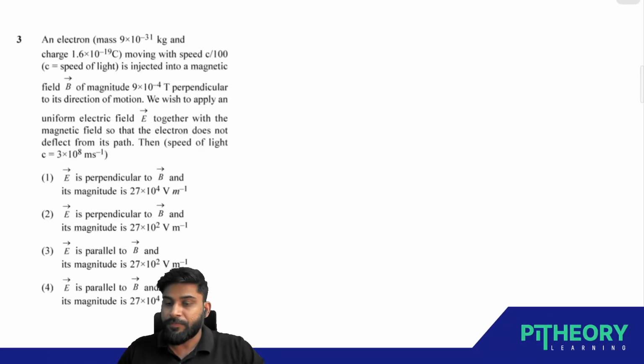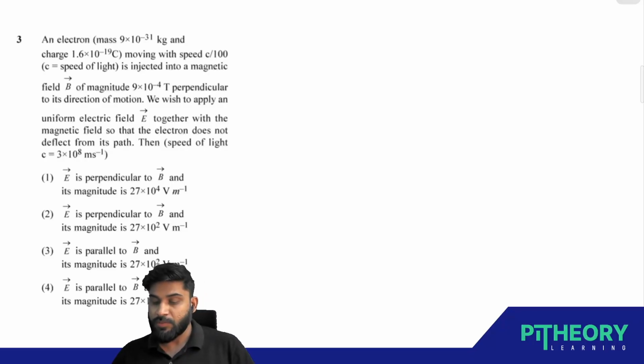So let's see the third question. An electron, mass is given, charge is given, moving with a speed c by 100, where c is the speed of light, is injected into a magnetic field B of magnitude 9 into 10 to the power minus 4 Tesla, perpendicular to its direction of motion. We wish to apply a uniform electric field together with the magnetic field so that the electron does not deflect from its path. The speed of light is given as 3 into 10 to the power 8. Which of these options is correct? What must be the magnitude of the electric field, and in what direction will you be applying this electric field?